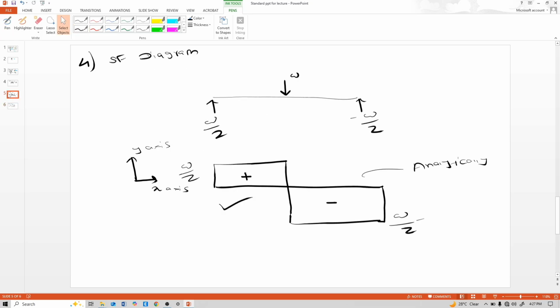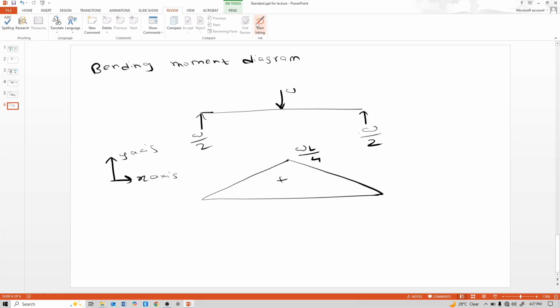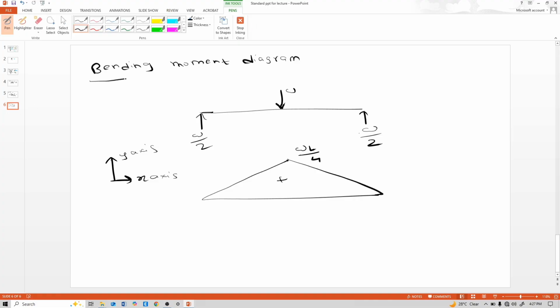We will see the calculation of shear force and bending moment values in further classes. So this bending moment is very important from our design point of view. We need to calculate this bending moment for the design of any element: beam, column, footing, etc.